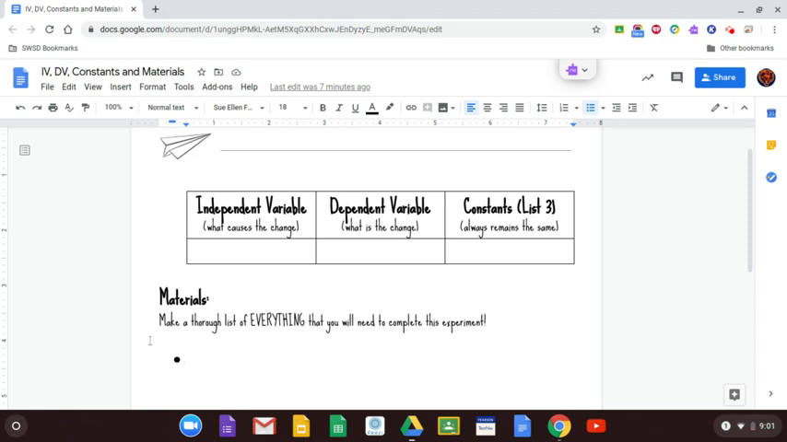Okay, so for today, you are only doing these things: coming up with the independent variable, the dependent variable, the constants, and the materials. Okay, so that is all for today.